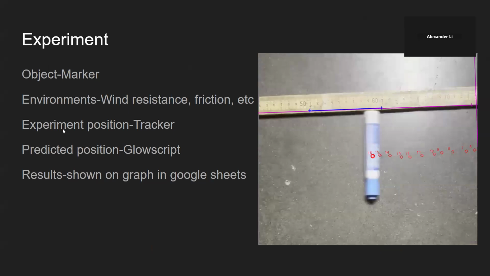So for our experiment, the object was a marker, and the environment had things like wind resistance, friction, etc. For the experimental positions, I used Tracker, and for the predicted positions, I used GlowScript, and then the results are shown on a graph in Google Sheets.